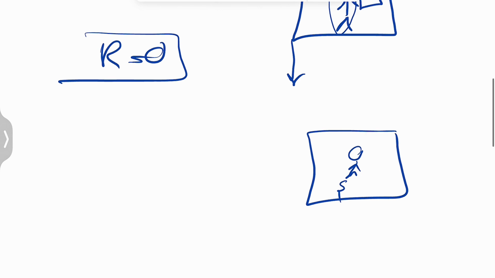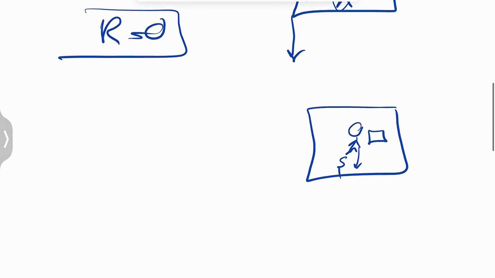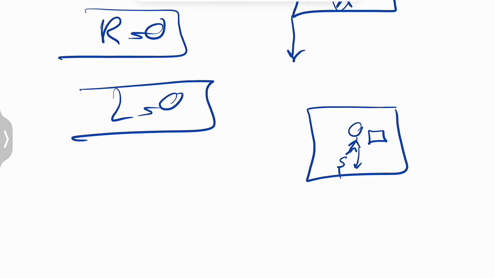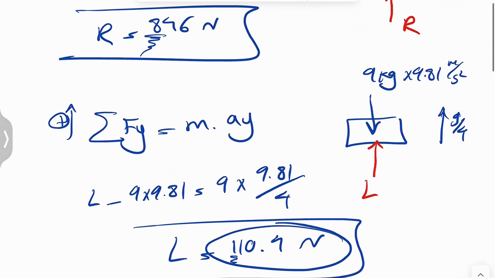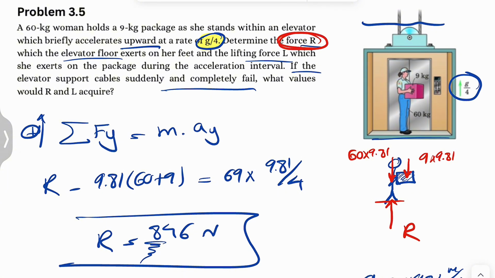And the same applies to the box, because obviously the person is heavier than the box, so the person is going to go down faster than the box. So the box is going to get in the air. I mean, eventually it's going to hit the ceiling of the elevator. So L will be 0 too. So that's what happens when the cable of the elevator fails.